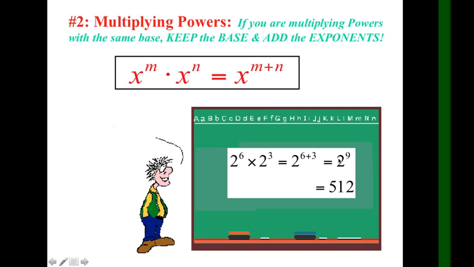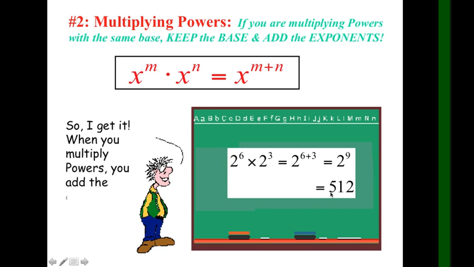Since it is 2 raised to 9, what's the answer for 2 raised to 9? That's 2 times 2 times 2 times 2 times 2. We have 9 twos, okay? So we have a total of 512. So I get it. When you multiply powers, you add the exponents. So we will just add the exponents.